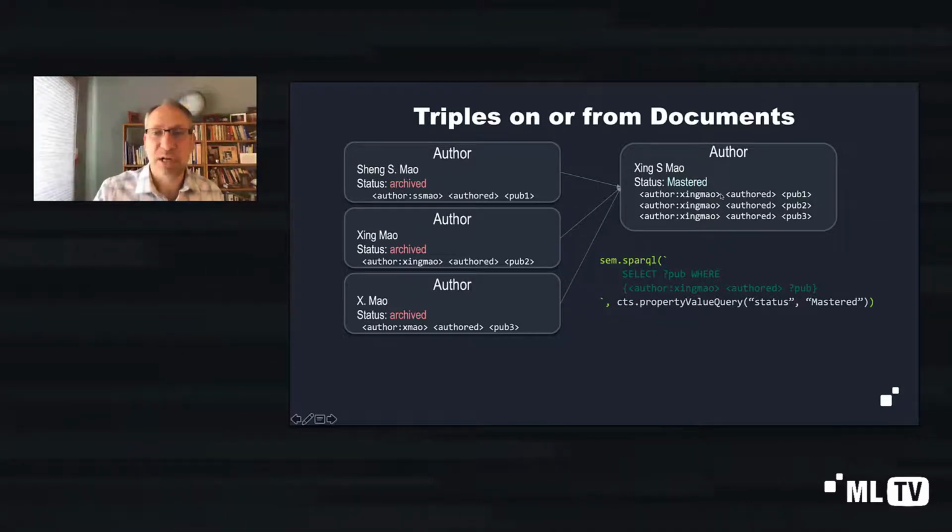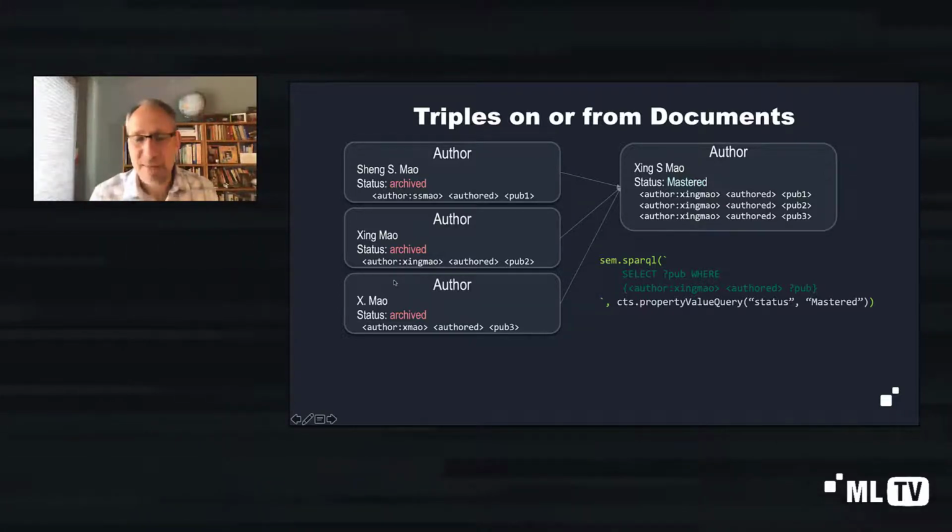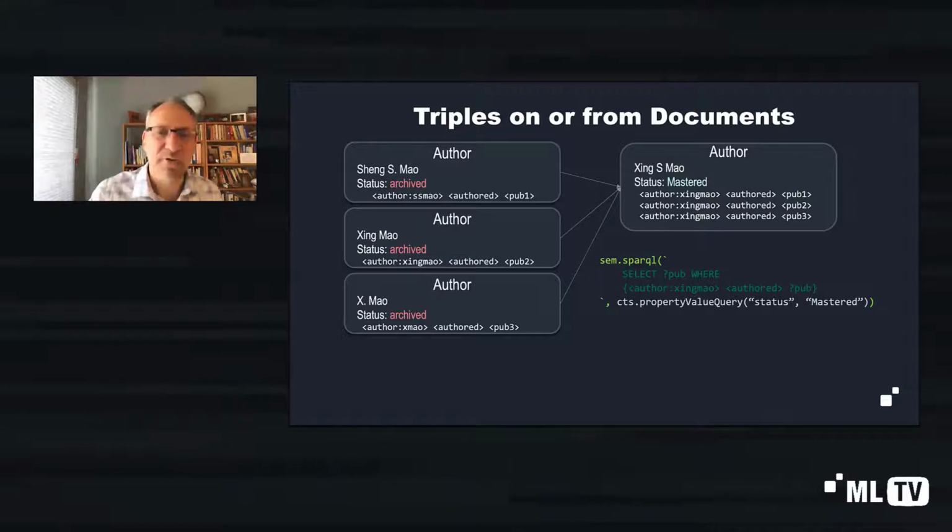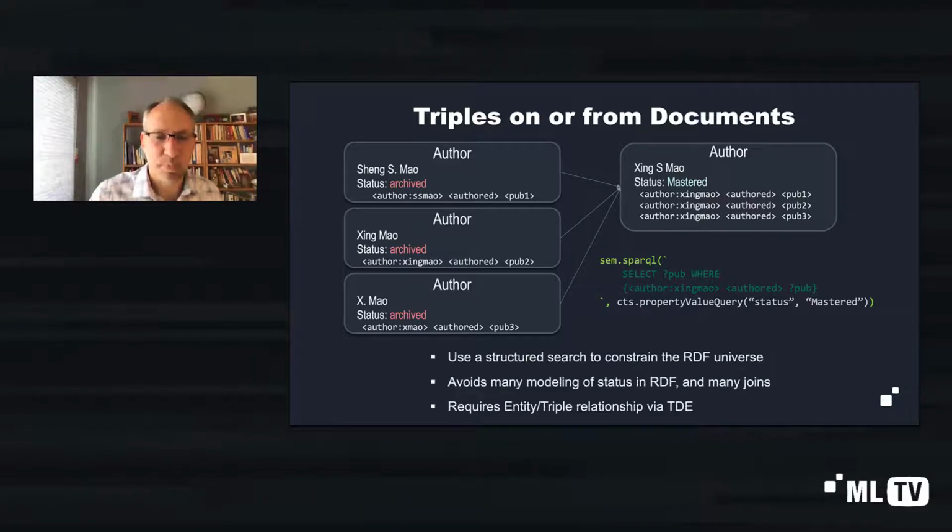So this mastered document has 3 triples. We're only going to look at these 3 triples and all the triples on the other mastered authors. All of these with status archived, they're not even going to be part of the equation. And that makes things much more efficient. The amount of data being pulled from the indexes and joined and dealt with is smaller. So it's an efficiency approach.